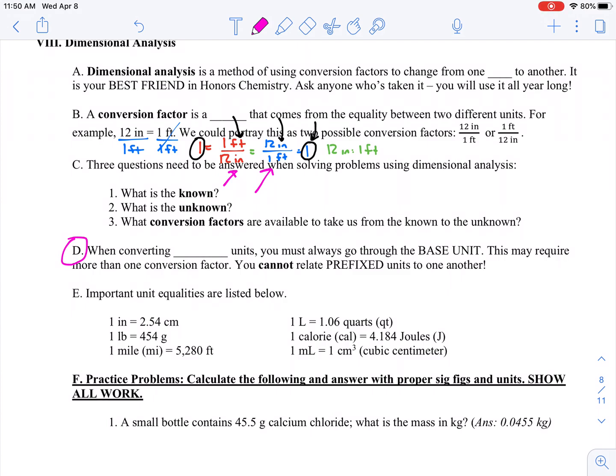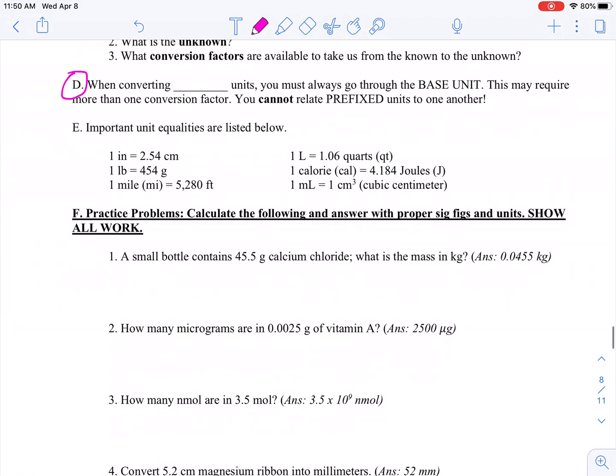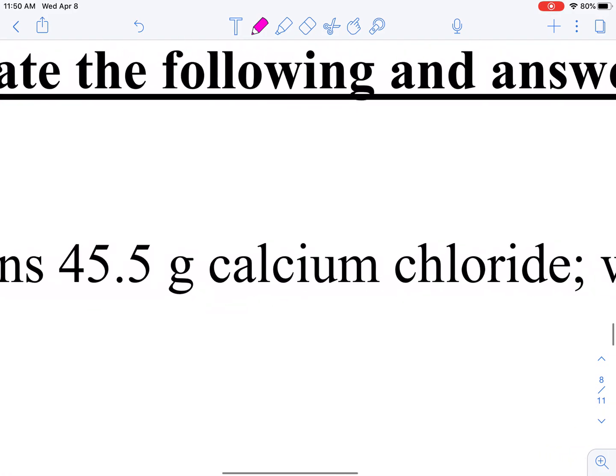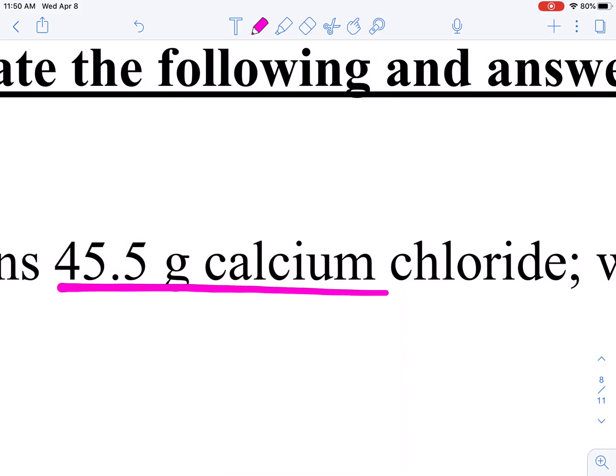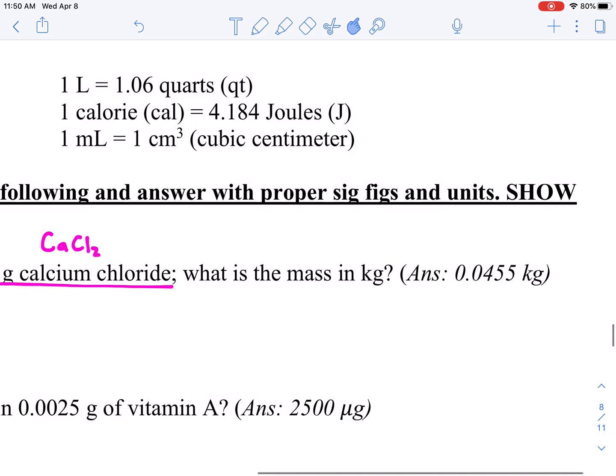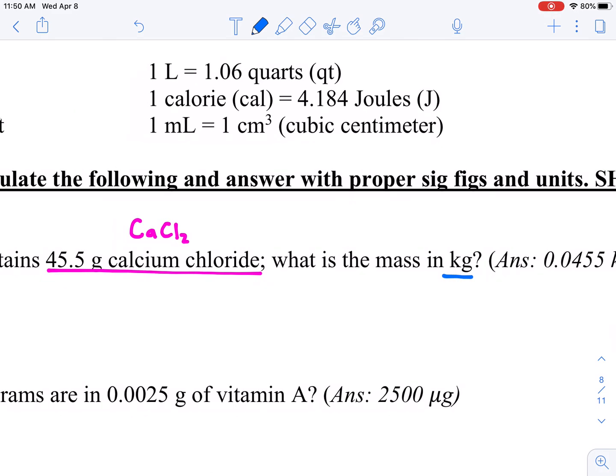So let's do all this. Let's define what we know. Let's define what we don't know. Let's define what we're trying to find. And these are steps that you may not take in every single problem as you get used to this, but to start, I think it's worth doing. So we know in pink that we have 45.5 grams of calcium chloride. Just as a side note, calcium chloride is CaCl2. It'll be a little bit easier to write that instead of writing out calcium chloride every single time. We are trying to find in blue that mass in kilograms. Right? So we know that we have 45.5 grams to start. We're trying to find kilograms.